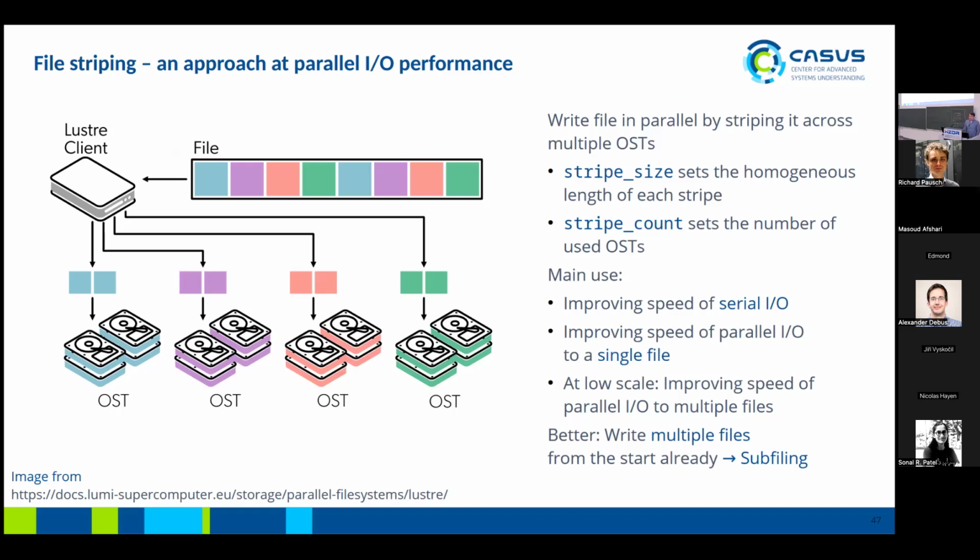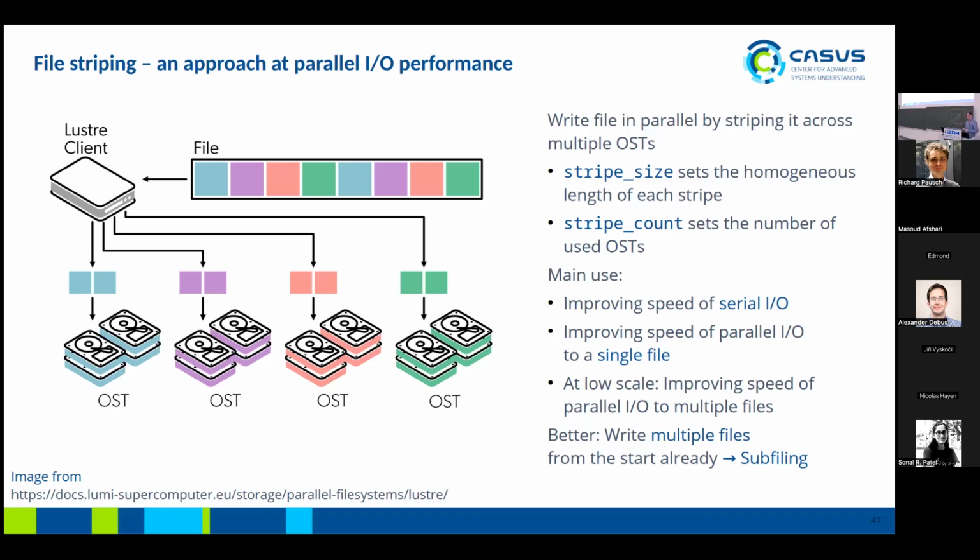And already when I say between 2 and 4, you might notice that you will not get the full performance of the system by doing that. And that is because file striping helps you with increasing your performance, but it's not really the end of what you can do. So the main use is for improving the speed of serial I/O, or for improving the speed of parallel I/O to a single file. But then already when you do that, you will very soon get issues in performance by having contention on the same file.